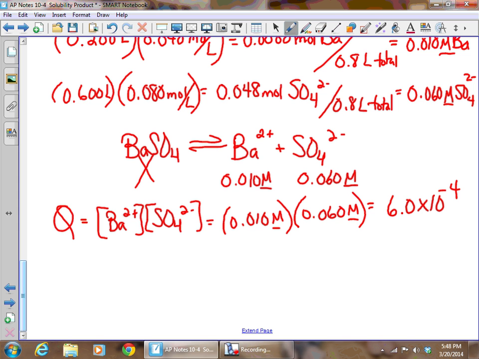Finally, so that we can compare it to K, we already established at the top that KSP for barium sulfate was 1.1 times 10 to the minus 10th. What we find then is that Q at 6.0 times 10 to the minus 4th is greater than K at 1.1 times 10 to the minus 10th. Keep in mind that what this tells us is that since Q is greater than K, we will end up forming a precipitate.